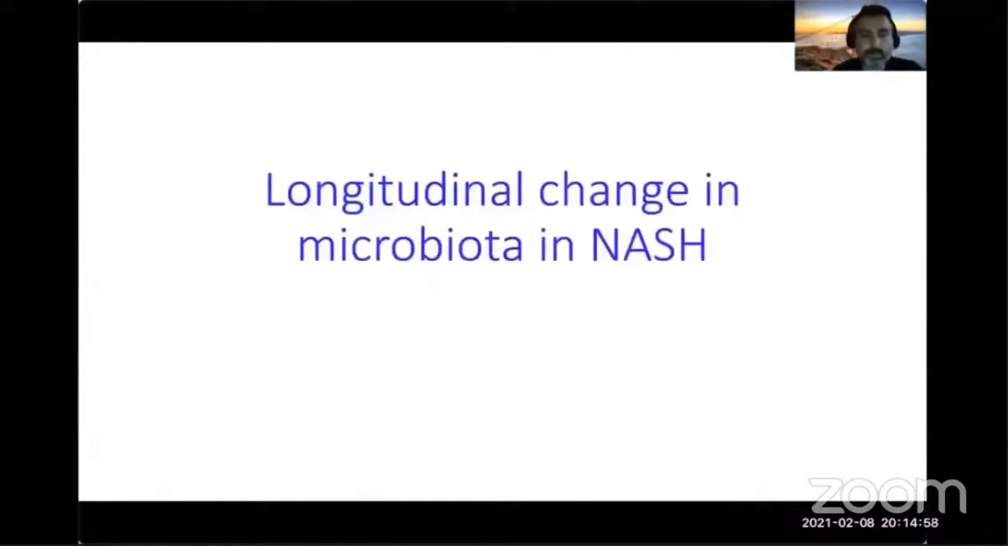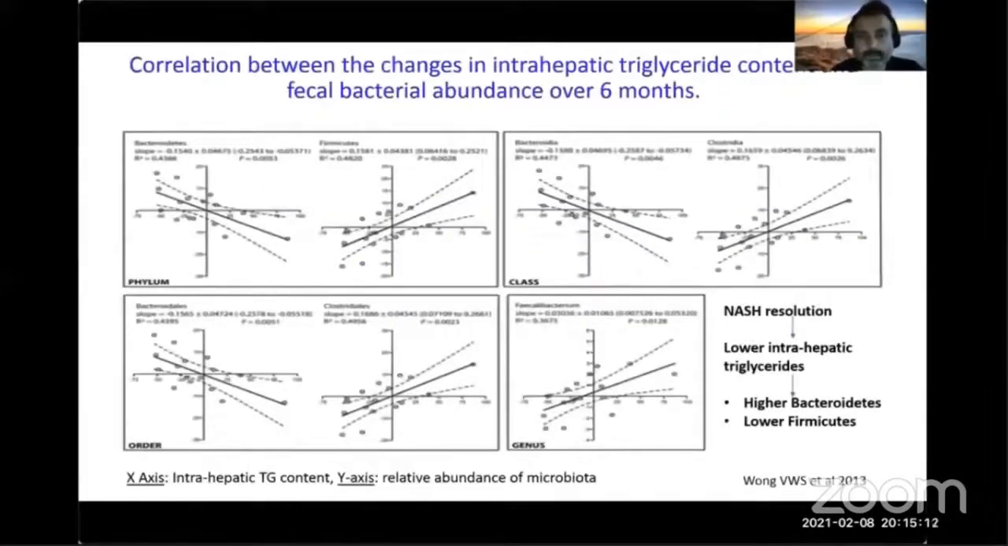something unique for NASH. We talked about cross-sectional studies in NAFLD and microbiota, but what about longitudinal changes? There can be potential changes in the microbiota as disease progresses or over time. In this study done by Dr. Wong, there was a correlation between the changes in intrahepatic triglyceride content and fecal bacterial abundance over 6 months. So when NASH resolved, there was lower intrahepatic triglyceride, which was associated with higher Bacteroidetes and lower Firmicutes. You remember, Bacteroidetes is what we really do want in our population with NAFLD. So again, this does not answer the question of what came first, but it clearly says that they are linked. As the intrahepatic triglycerides go down, the changes in the microbiota go up.